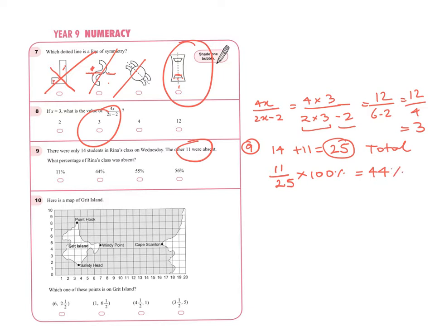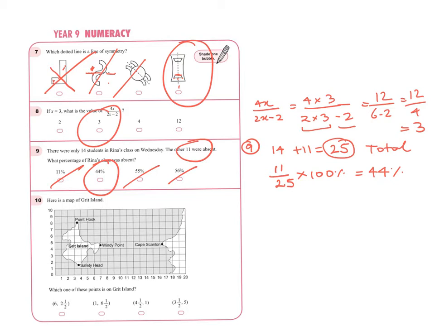Now, again, you may use elimination here. So we do know 25 students are in total, 14 present, 11 away. So it's very close to 50%. 11 is gone, so we can't use that. It's not more than half, so it's not 56, and it's not 55 because it's not more than half. So it's a little bit less, close to 50, but not 50 yet. So therefore it's 44. If you are not confident calculating percentages, try to use elimination.